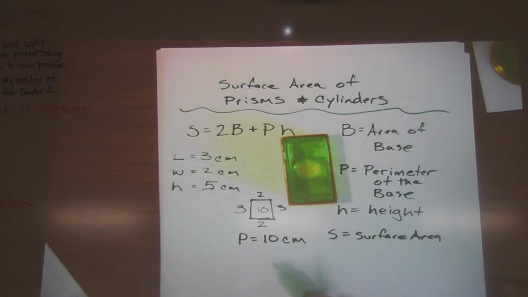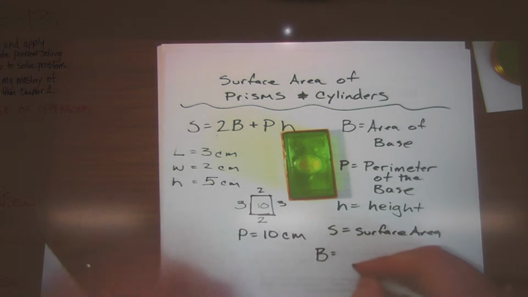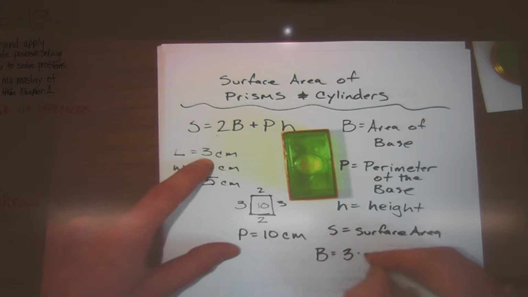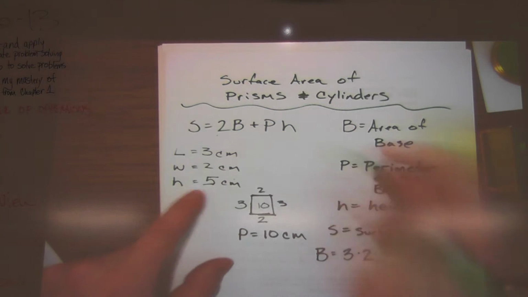Now we can take all this, plug it into our formula. To find the area of the base, it is equal to the length times the width. So the length, which is 3, times 2, which will give me 6 centimeters squared. The height we know. So now we can go ahead and plug all this in.